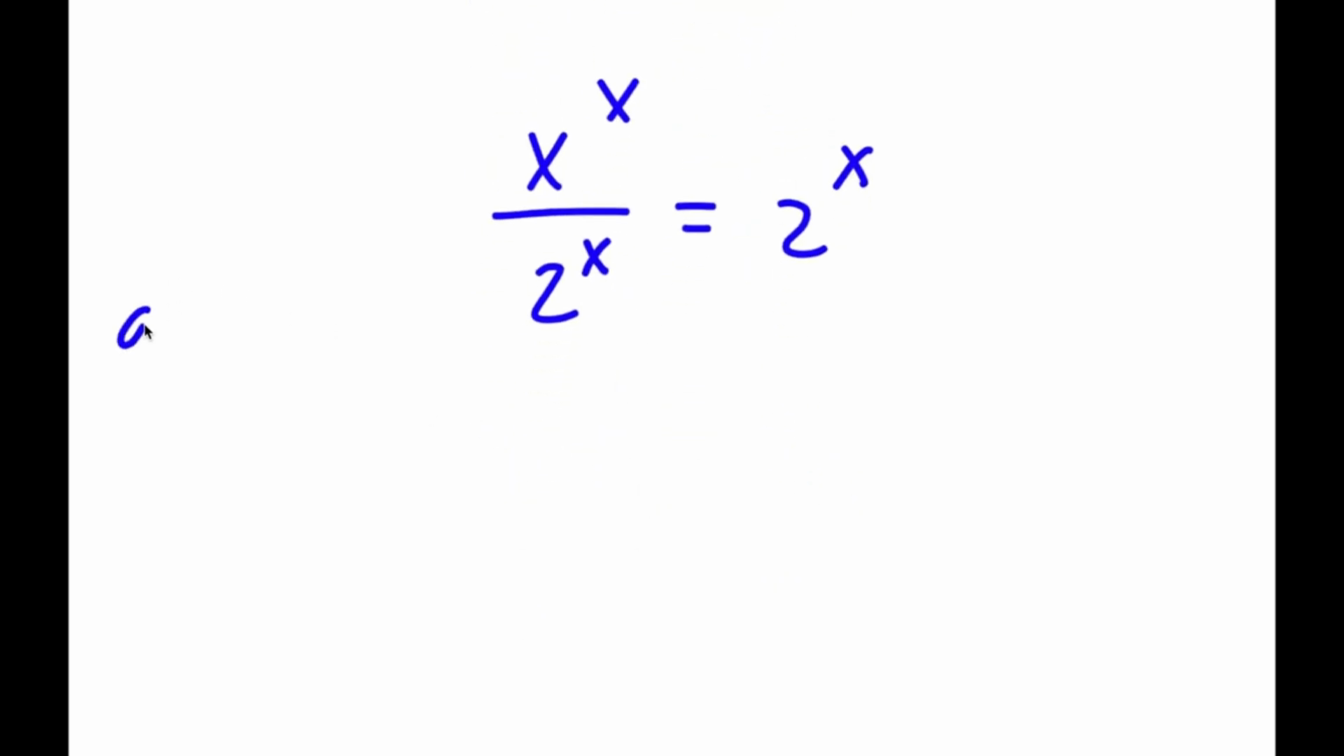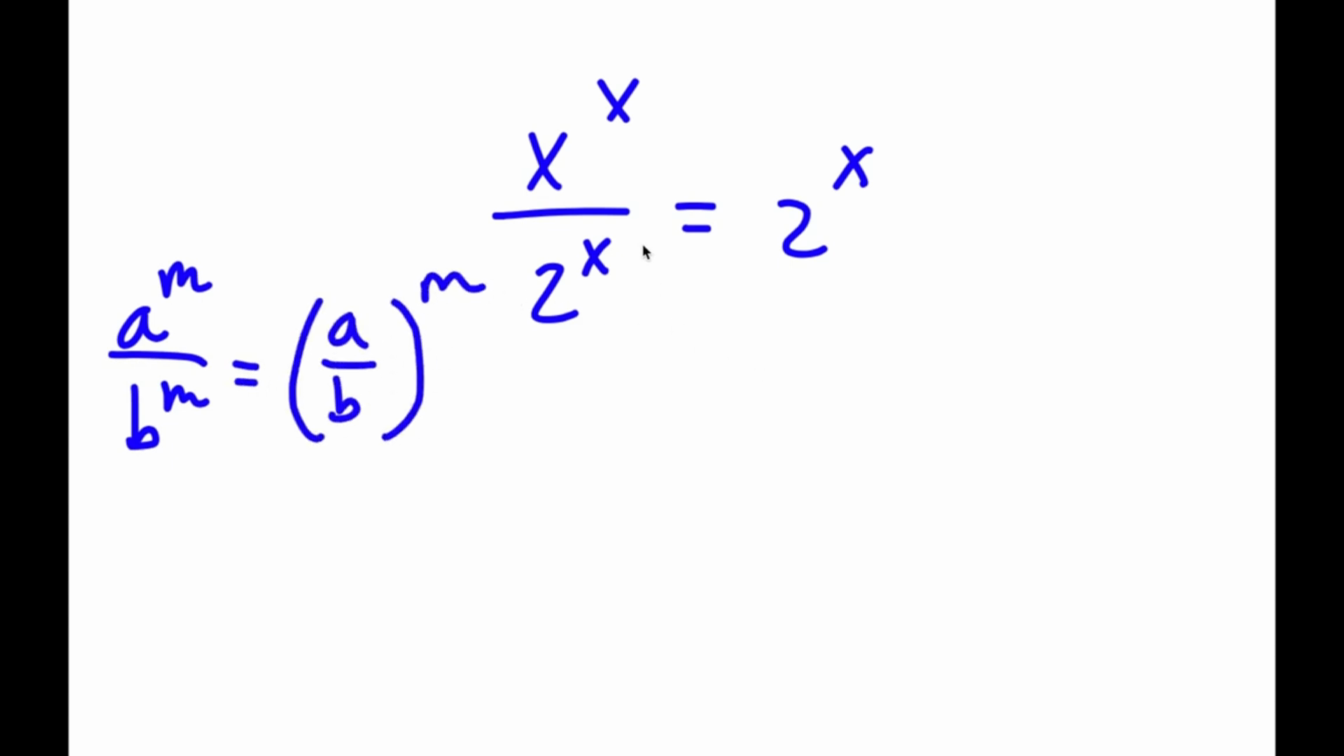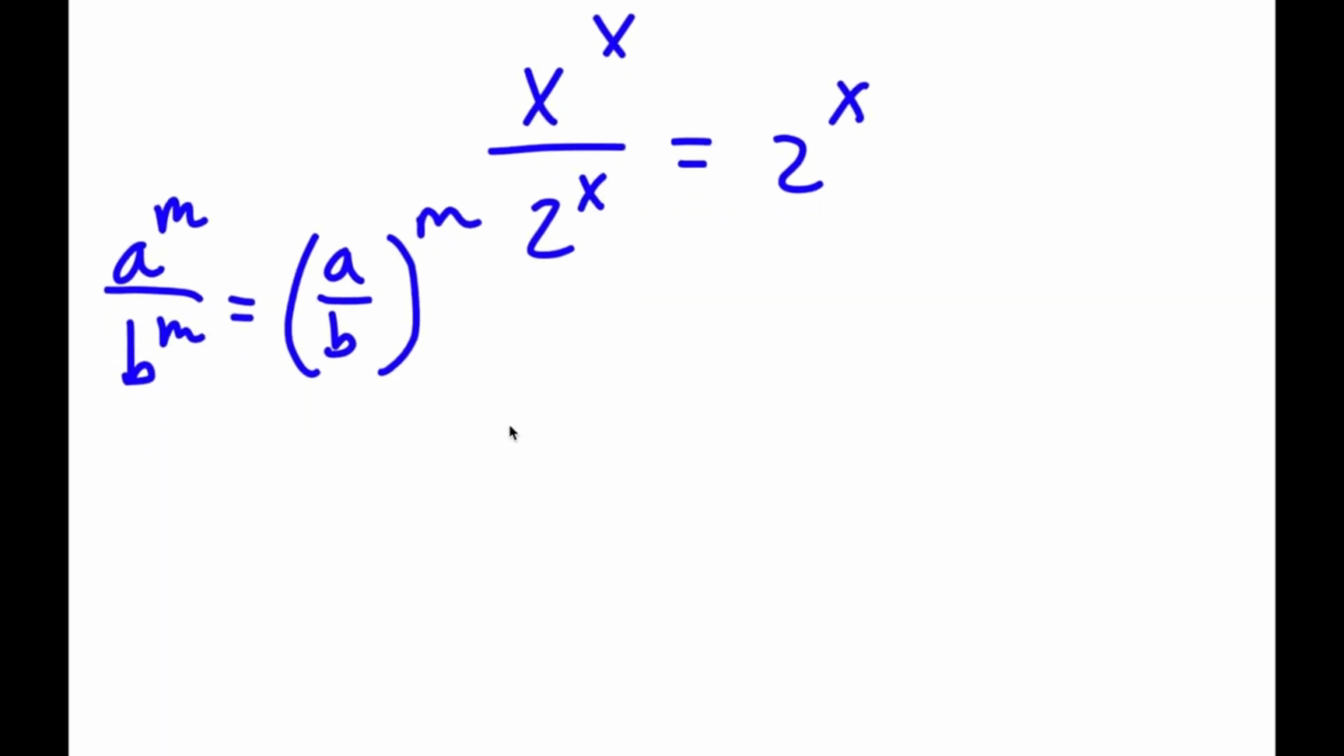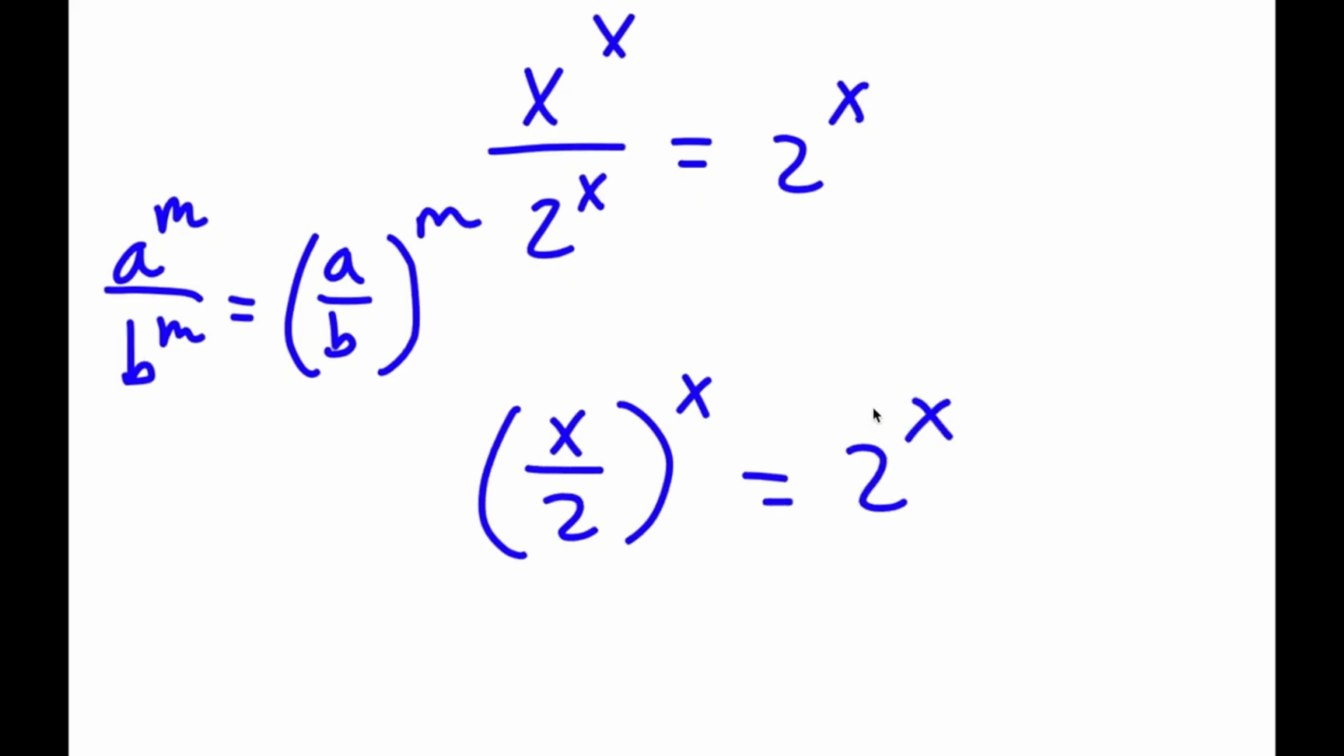Now, if I have something in the form a to the power of m over b to the power of m, this is equal to a over b, to the power of m. So x to the power of x over 2 to the power of x is going to be equal to x over 2, to the power of x, which is equal to 2 to the power of x.